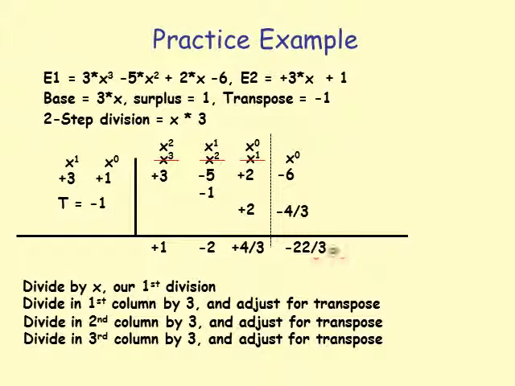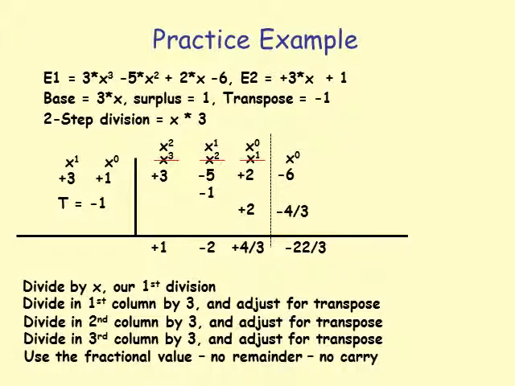Let's continue. Now we add up in the remainder column. I have negative 22 divided by 3. Again, it's an improper fraction, and if you care to, you can change that to a mixed fraction. Let's continue. So we use the fractional value. There's no remainder and no carry. We use the fractional value. Let's continue here. So that means that E1 divided by E2 is x squared minus 2x plus 4 thirds. Remainder is minus 20.